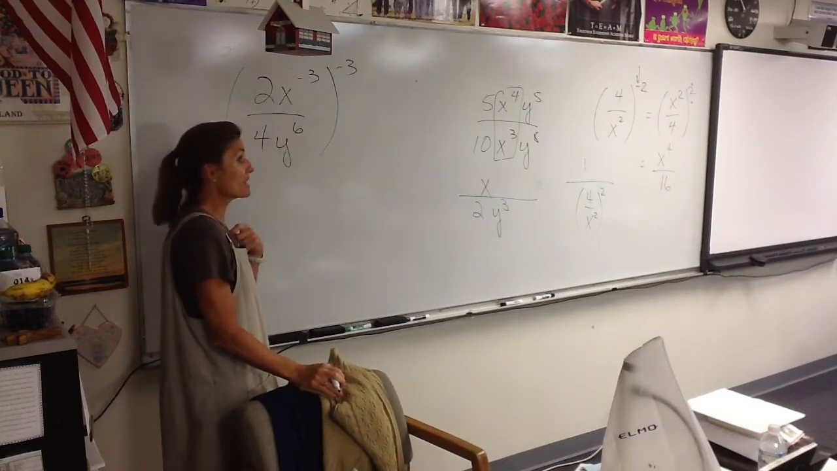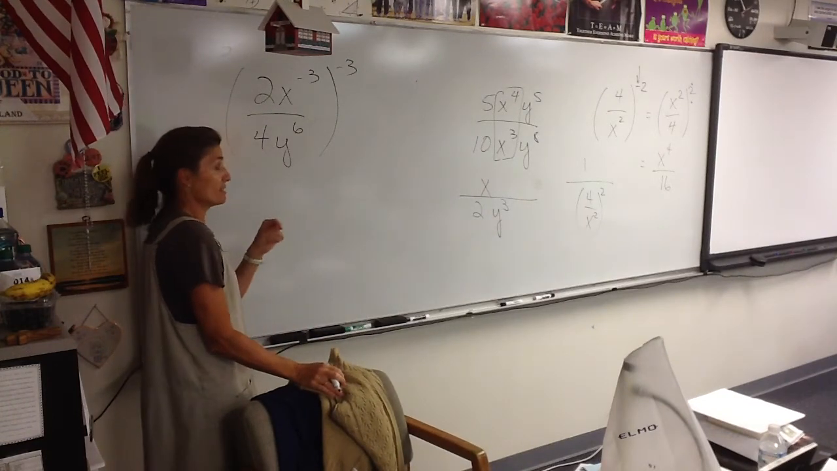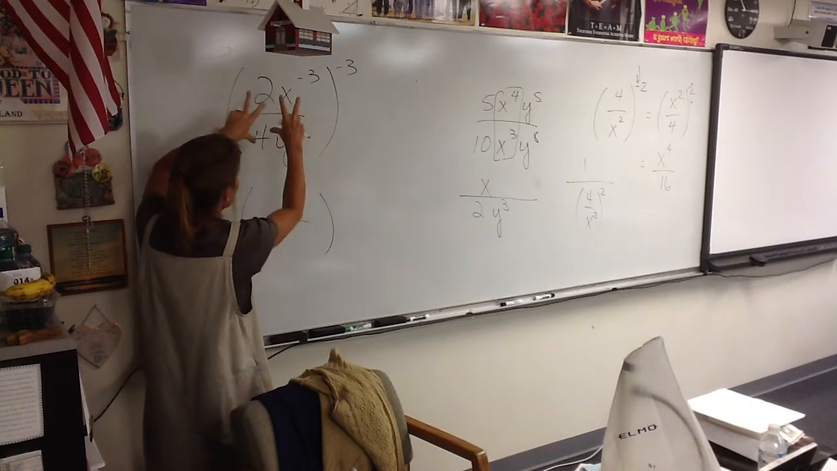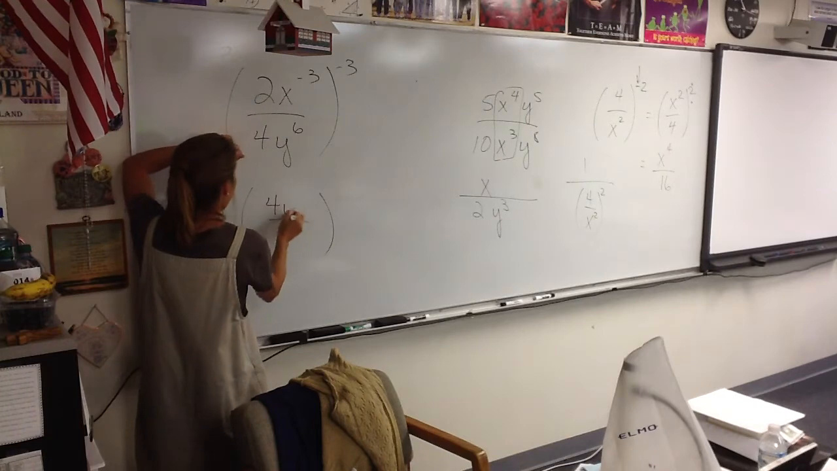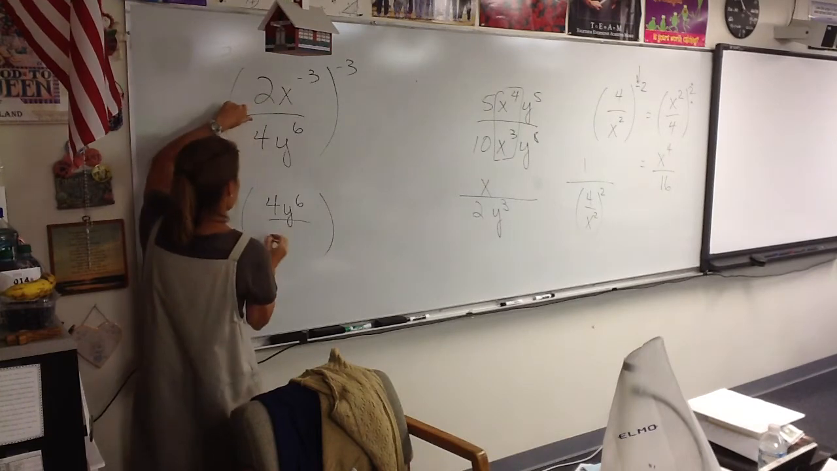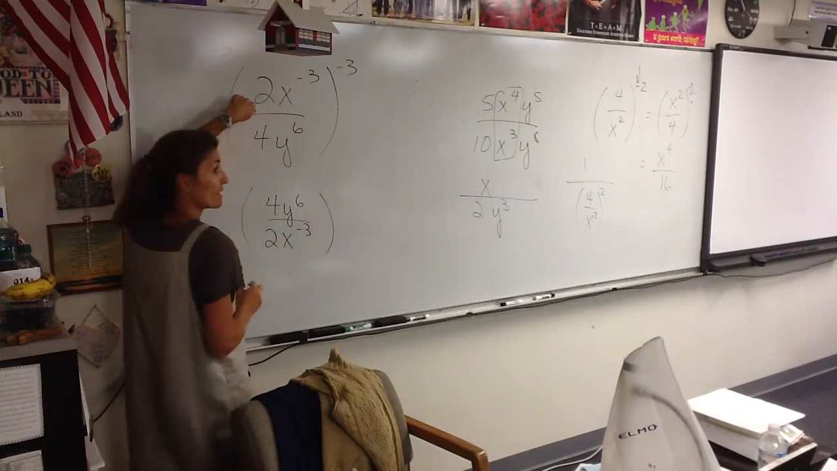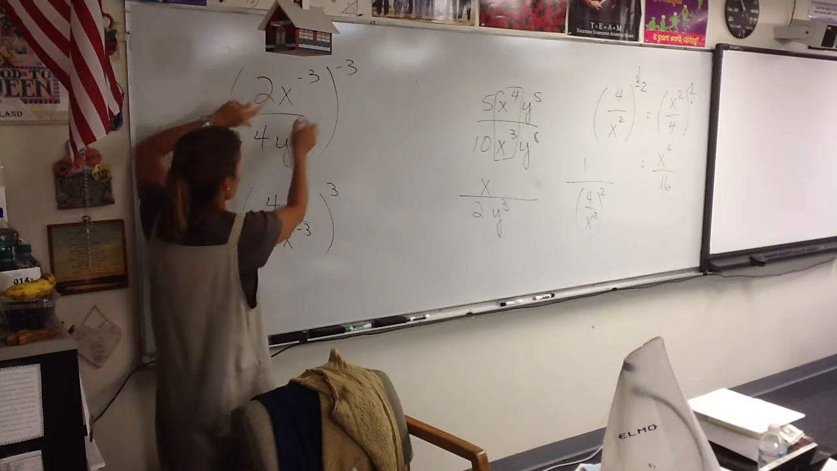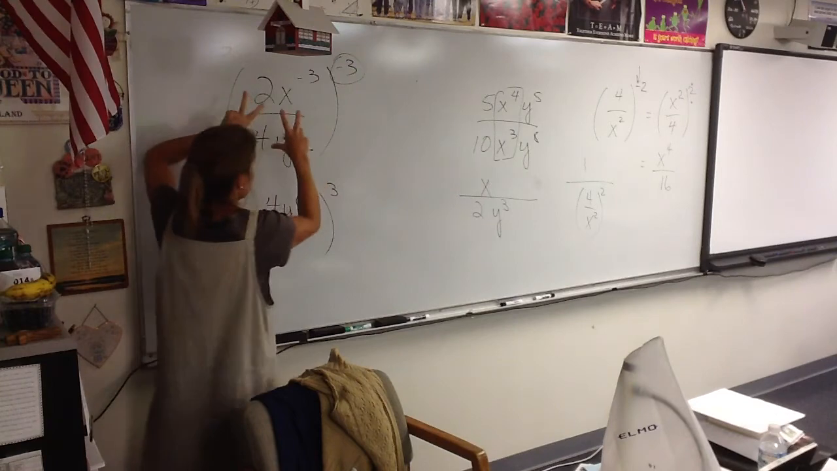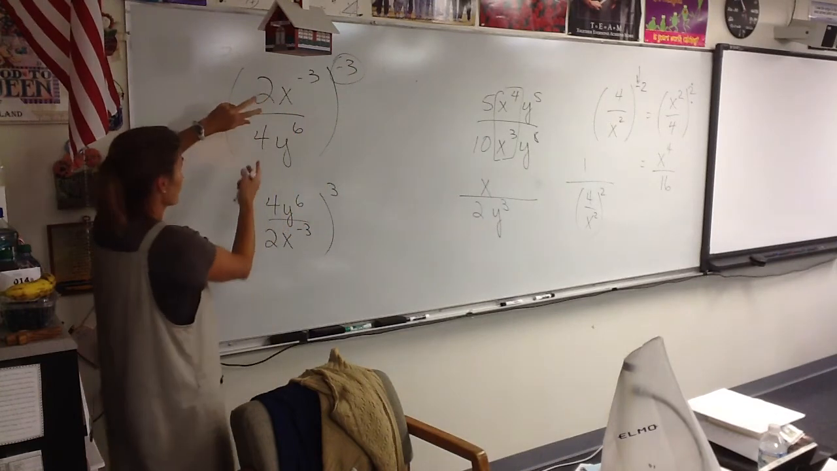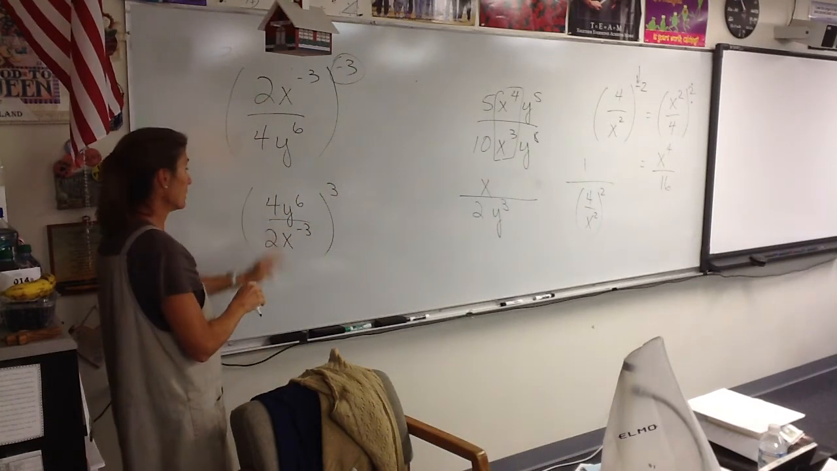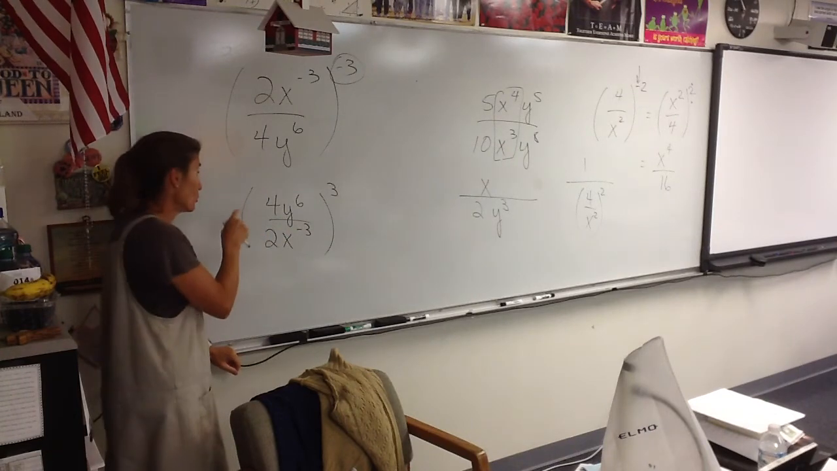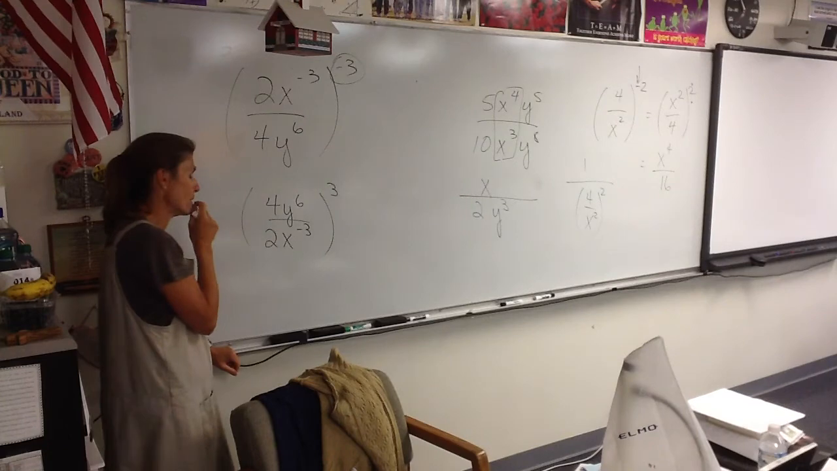Now, you're exactly right. That's how I would start. But when I flip it, I am flipping this exact thing. So on the top, I'm going to have 4y to the 6th, and on the bottom, I'm going to have 2x to the negative 3rd. So I am flipping. This negative flips that fraction. Now I still have a mess to clean up. That's a good way to start. You don't have to start that way, but that's a great way to start.